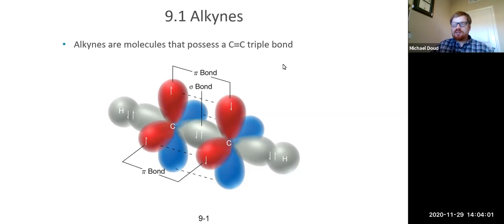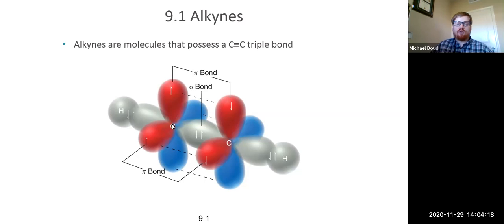So alkynes, just like it sounds, are related to alkenes and alkanes. It basically goes alkanes, all single bonds. Alkenes have a carbon-carbon double bond. Alkynes have a C-C triple bond. So that's what we're looking at here.